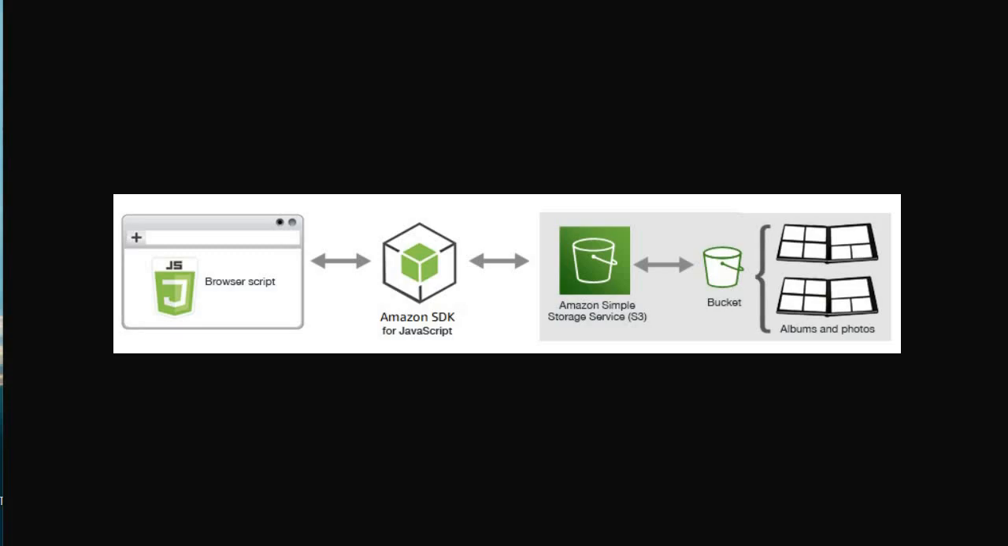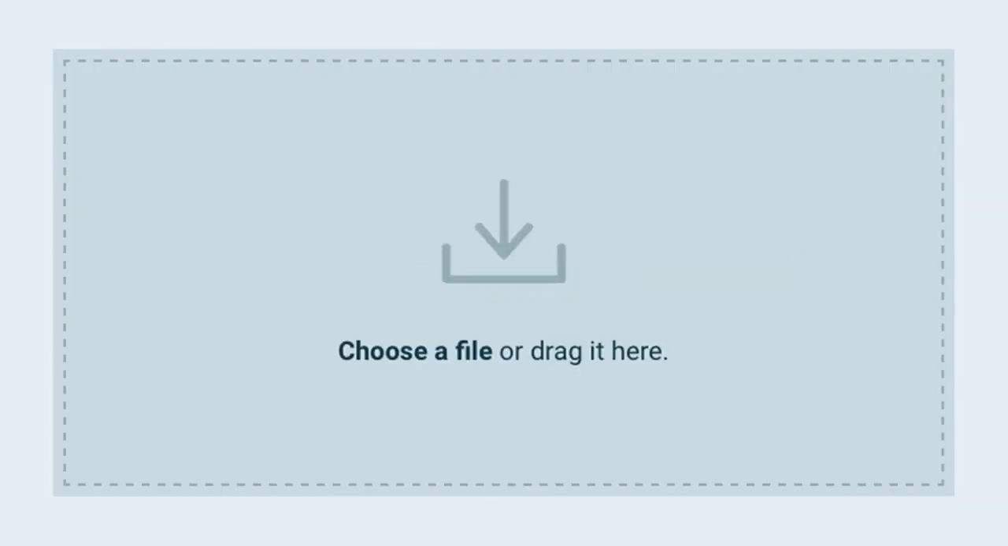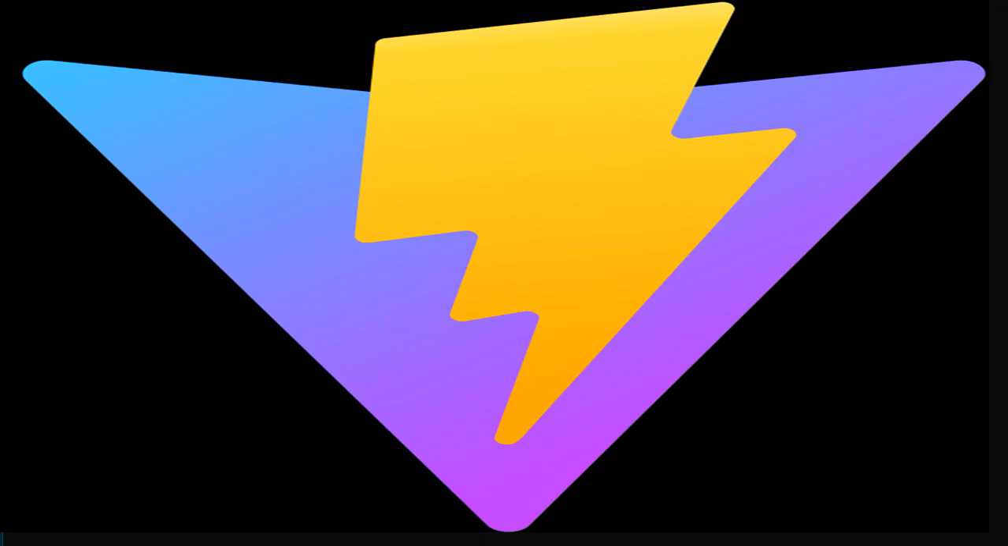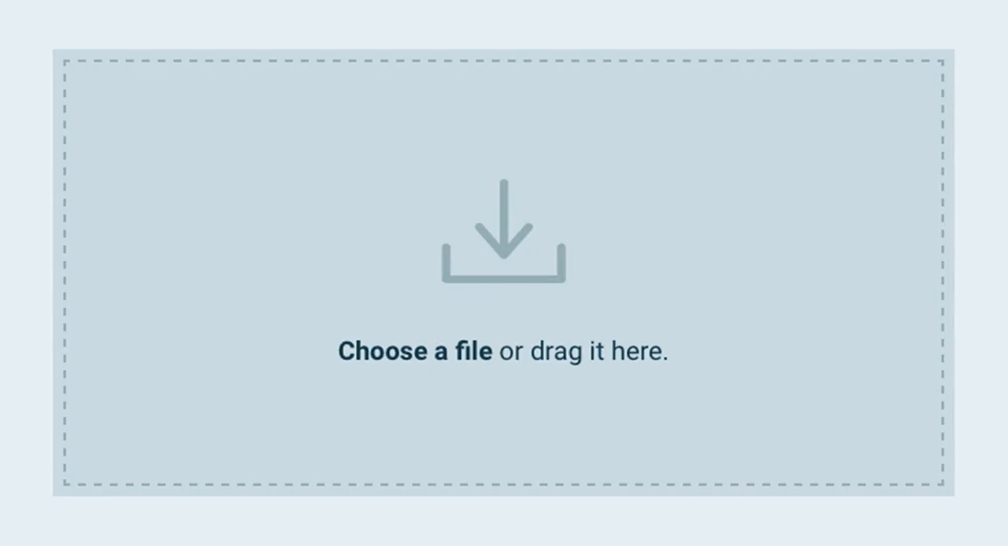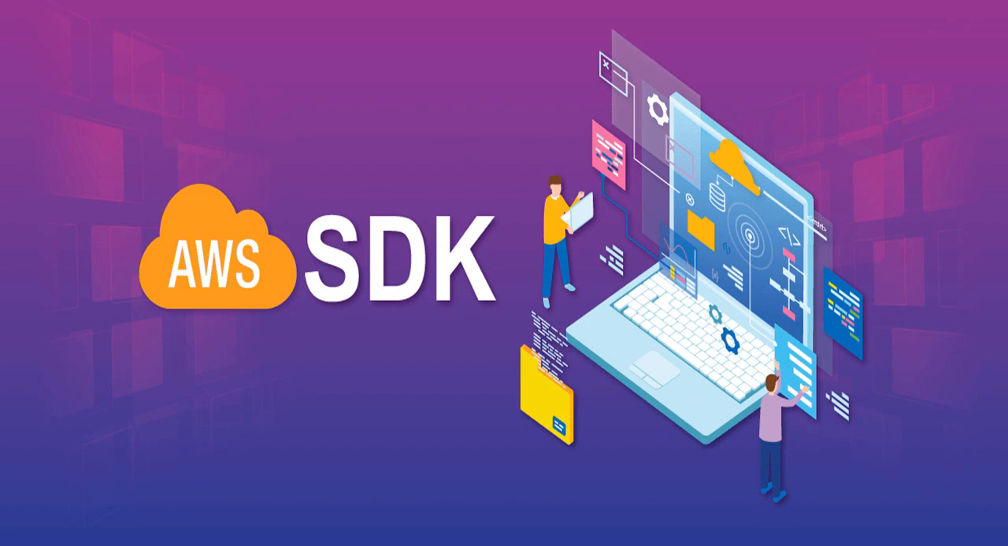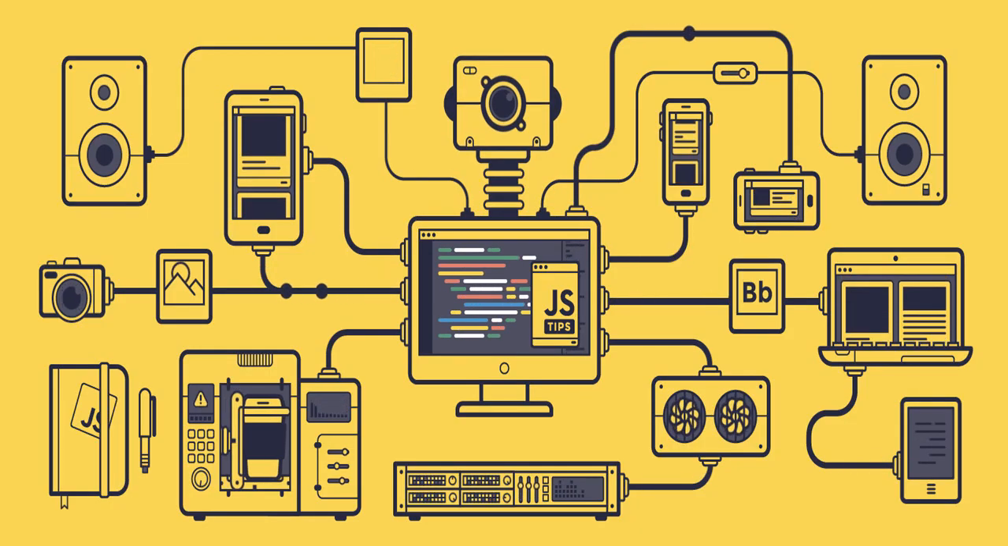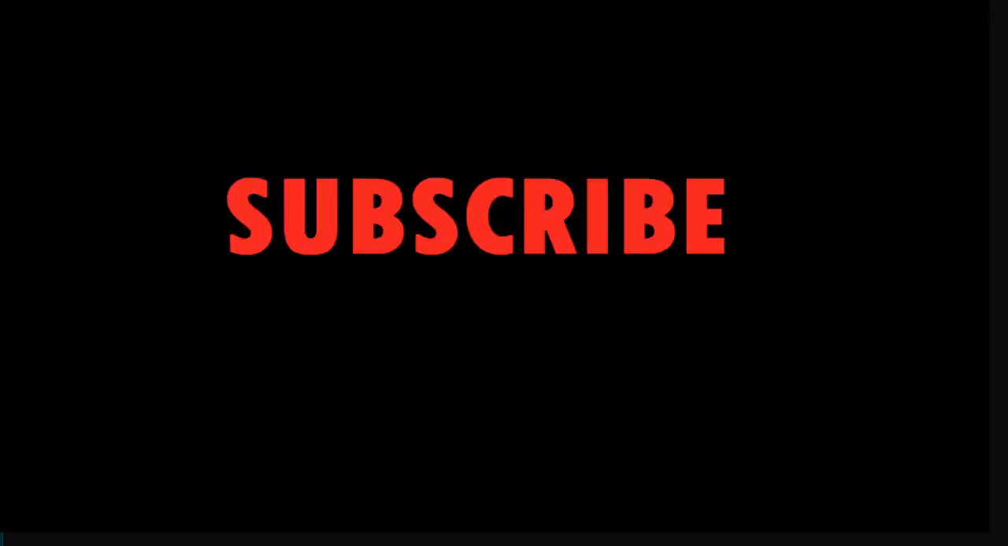The first thing we'll do is to set up a basic React application that allows users to select files or images to upload. We'll use the Vite tool to set up our project. And in part 2, once we have our React app set up, we'll use the AWS SDK for JavaScript to upload files to our Amazon S3 bucket. I'll show you how to install the SDK and configure it with your AWS credentials. Then we'll write some JavaScript code that handles file uploads and sends these files to your S3 bucket.